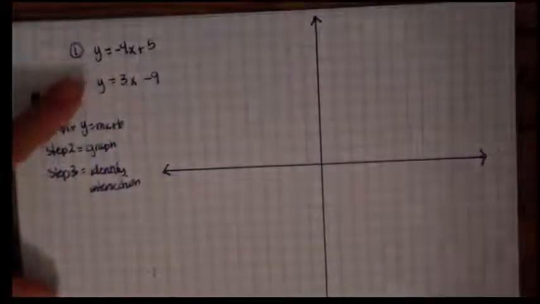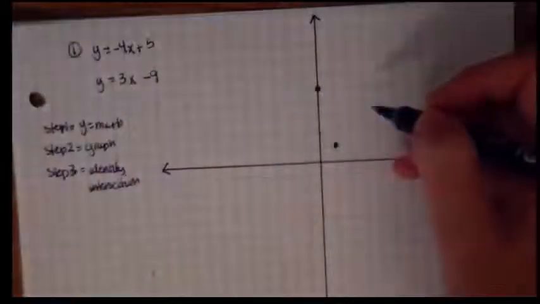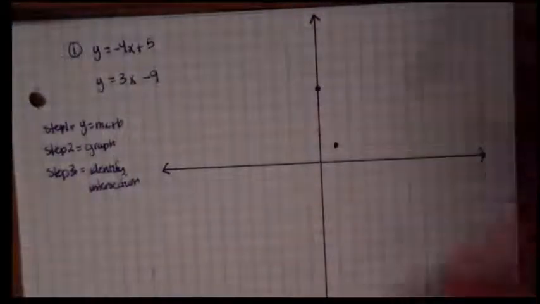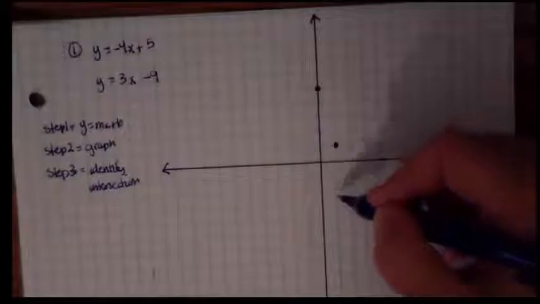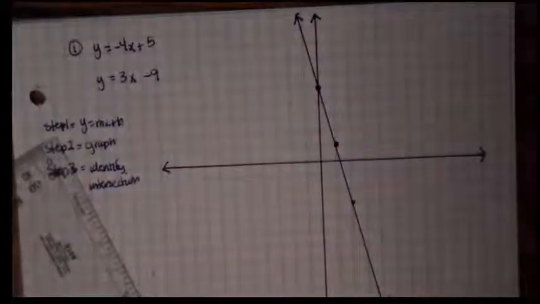Now, these two equations are already in y equals mx plus b format, so I don't have to convert those. So I find my b-intercept, which is 5. So 1, 2, 3, 4, 5. My slope is negative 4, which means I'll go down 4: 1, 2, 3, 4, and over 1. And just for accuracy, I'm going to go ahead and do that again. Then I will connect my points. So here's my first equation.